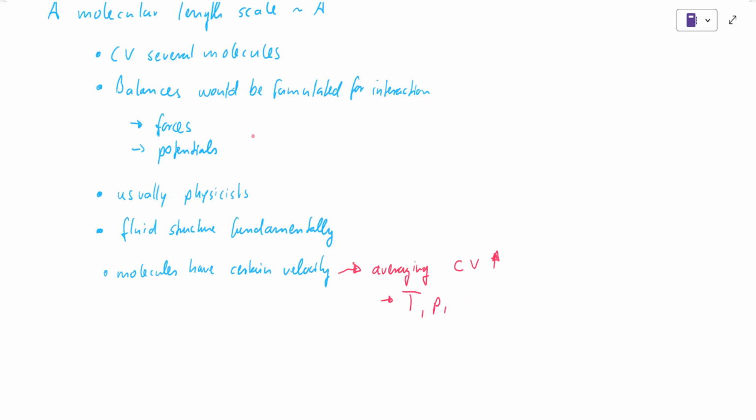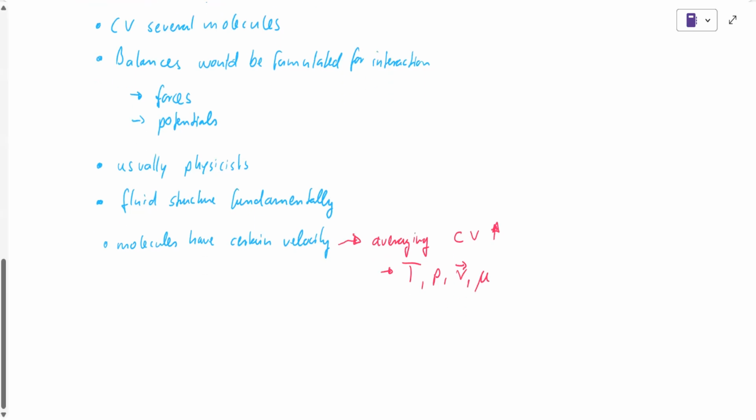V, which is a vector, and also some parameters like the kinematic or dynamic viscosity. So then if we use the molecules in a greater control volume and do the averaging process, we end up at the continuum mechanics.